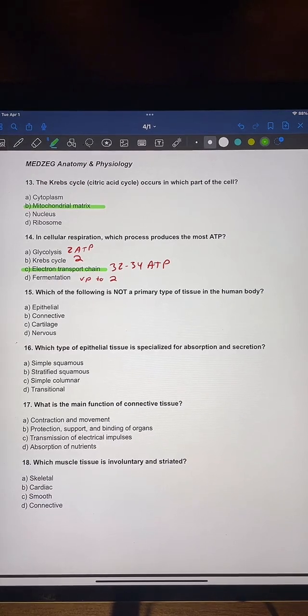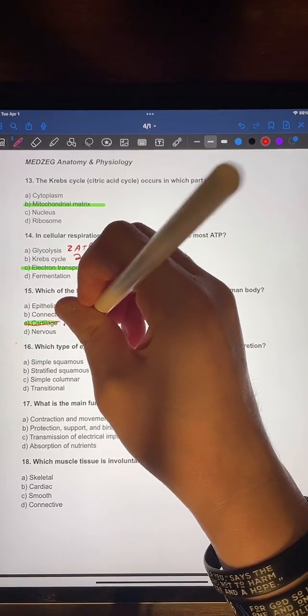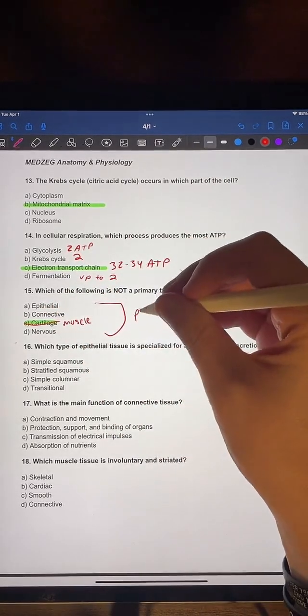15, which of the following is not a primary type of tissue in the human body? The answer is C, it is cartilage. The main primary types of tissue are epithelial, connective, muscle, and nervous tissue. So if you were to just get rid of this one and put muscle, all of these would be primary tissue types.